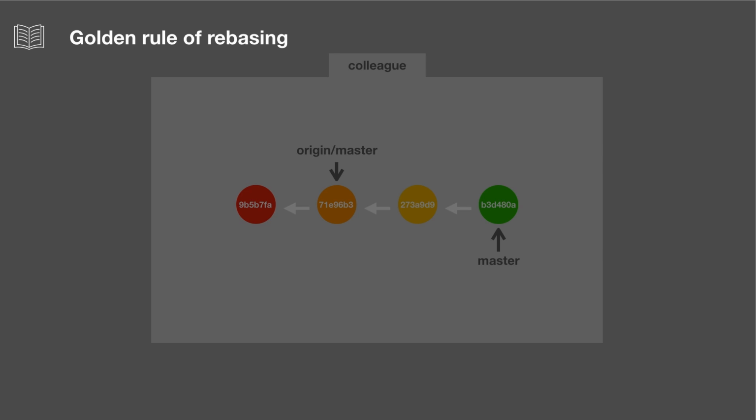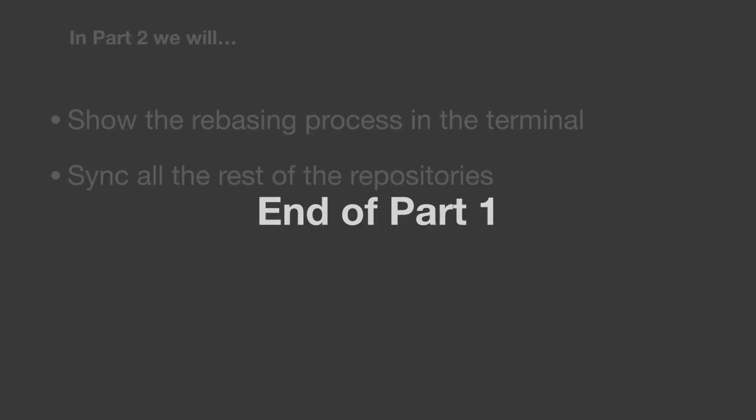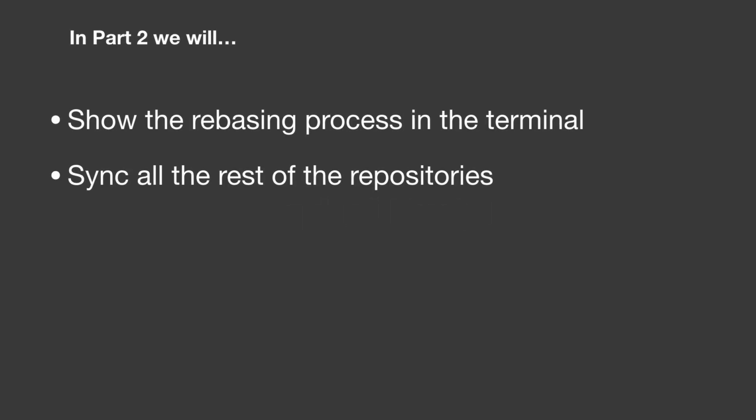In our example, our colleague has not shared the yellow and green commits. They are only in their local repository, and so they are only rebasing local changes before pushing them, which does not violate the golden rule of rebasing. So that's all I want to cover in part 1 of this lesson. In part 2, we're going to go over how the rebasing process happens in the terminal, and we're going to sync the rest of the repositories. So see you there.